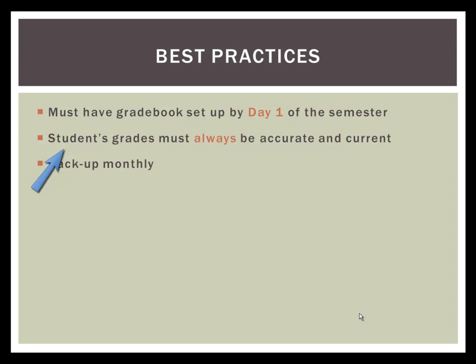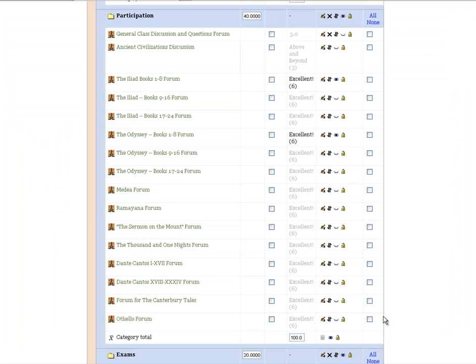Secondly, students' grades must always be accurate and current. Now, there will be many instances when you're actually still grading an item, and we'll address that in a second. But in general, if there's an item that doesn't have a grade in it for the student, then that item needs to be hidden. Only items with grades in them are available to students. Also, make sure that you back up your class monthly. Let me give you an example here.